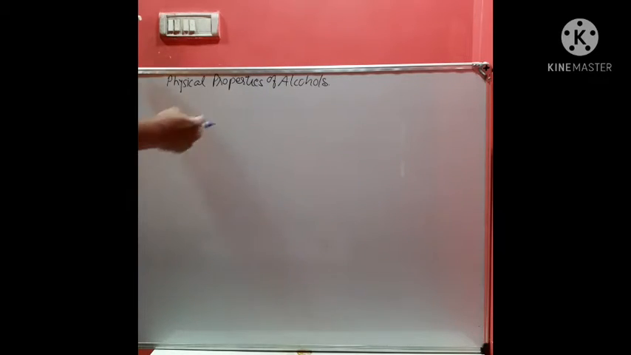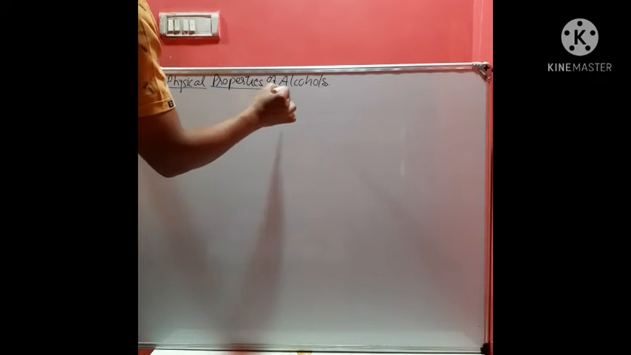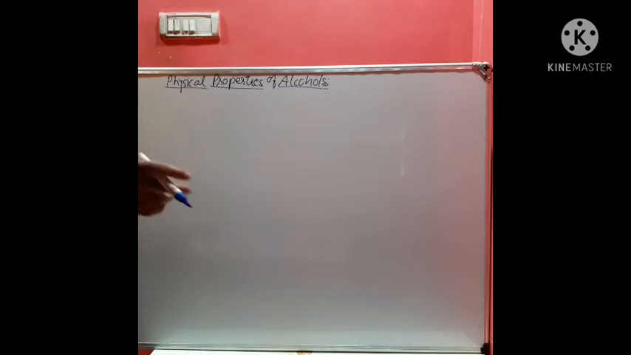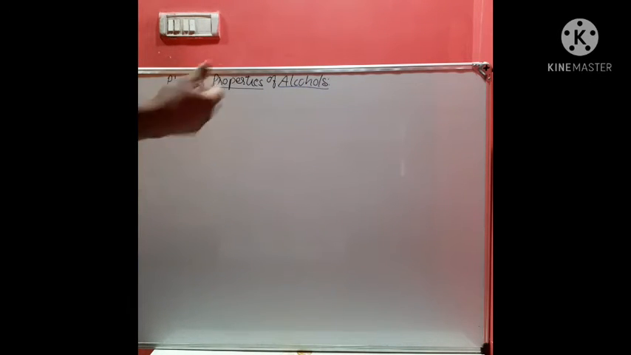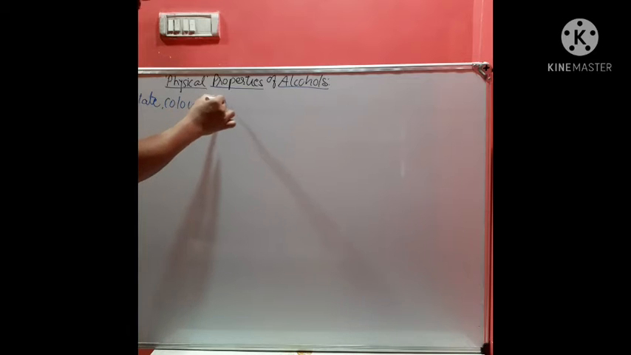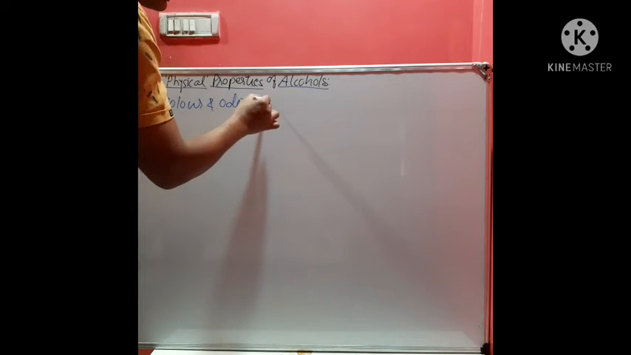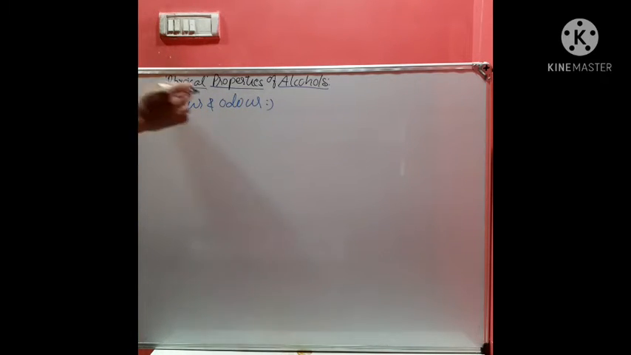Yes, students, today's topic which we are going to discuss is physical properties of alcohols. That is after the method of preparation of alcohol. Now we will see the properties of alcohol. Here, physical properties. The first physical properties are state, that is physical state, color, and odor.